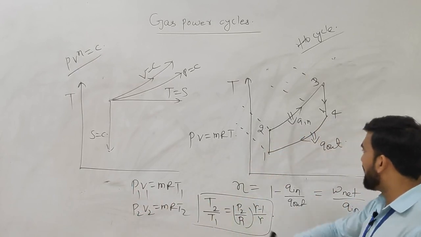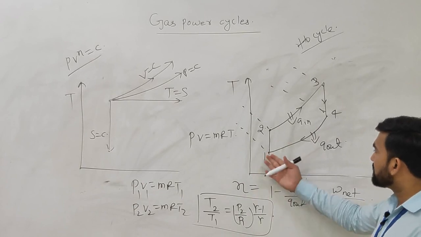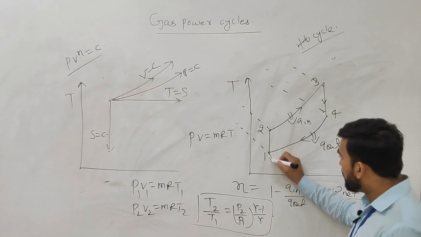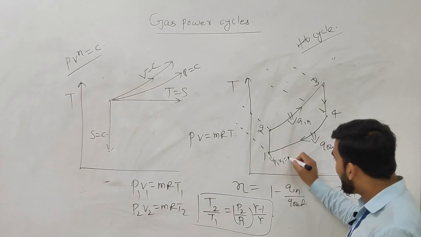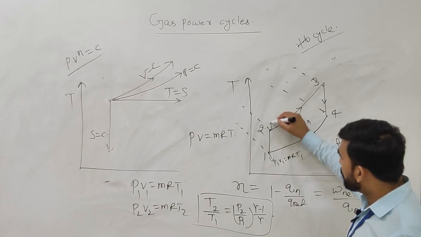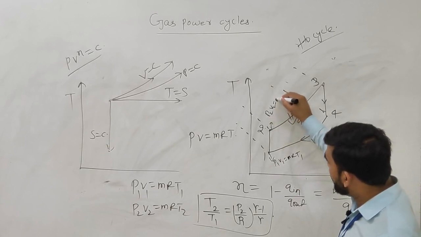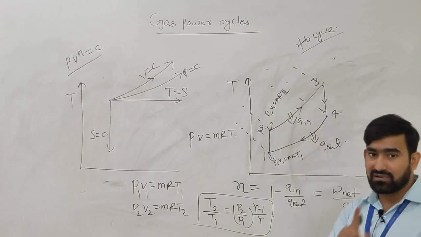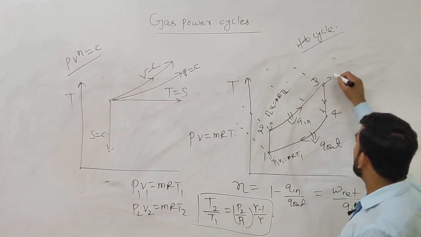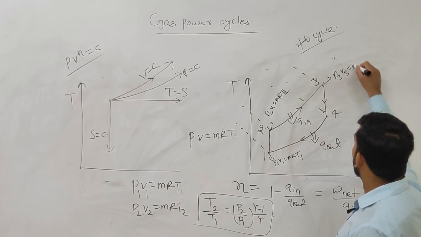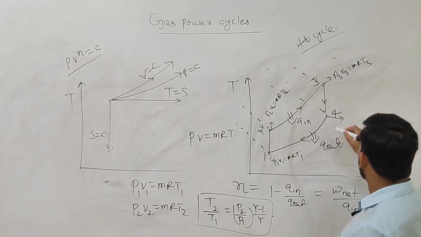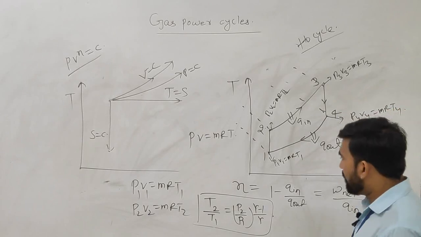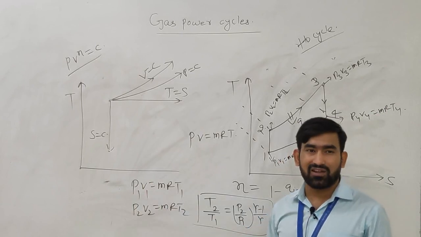Suppose we have to calculate temperature or pressure or whatever it may be from point number 1 to 2. What will we do? At point number 1, it will be P1 V1 equal to MRT1. At point 2, it will be P2 V2 equal to MRT2. Why? Because mass flow rate will be constant in one cycle. And here it is P3 V3 equal to MRT3. Here P4 V4 equal to MRT4. So with the help of these two equations, we can find unknown values.